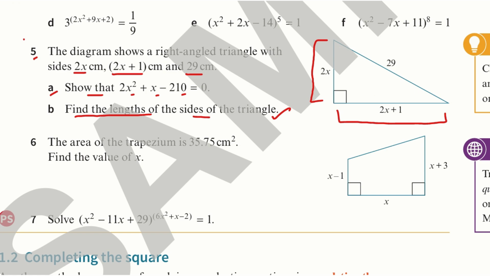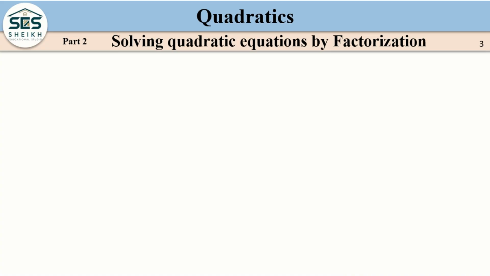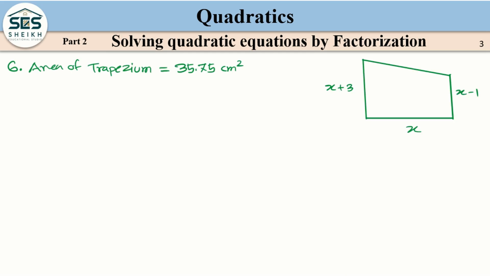Now we will solve the area of the trapezium, this one. We will solve this math. So it's given x minus 1 and x plus 3 and x here, and the area is given. We need to find the value for x. So let's solve this math. Question 6. So the area of trapezium is given.